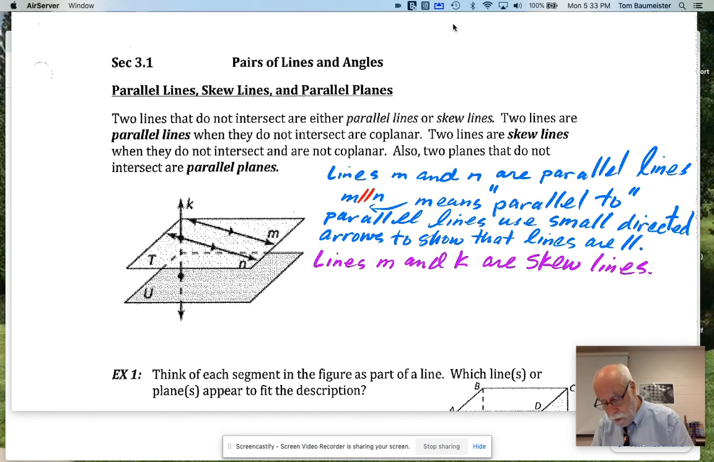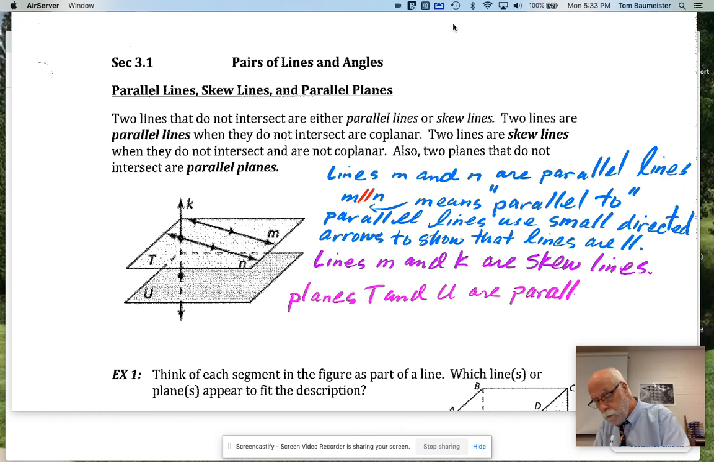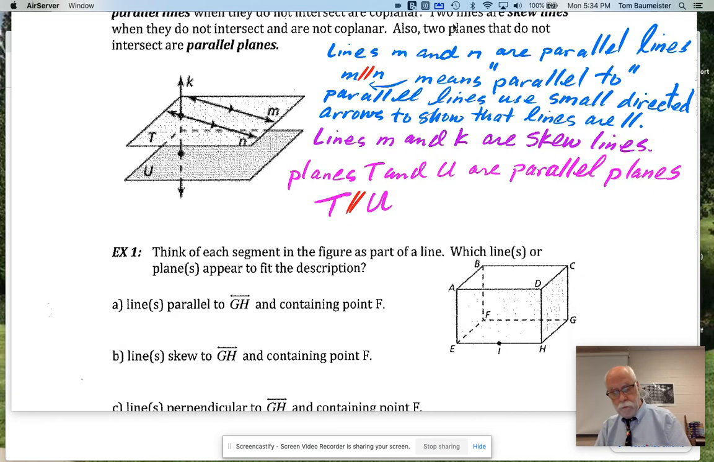And as they're telling us here, we can have parallel lines. We can also have parallel planes that do not intersect. So we can say that planes, now remember, planes are sometimes named with a capital letter. It's usually in the corner, all right? And it's not by a point. So we can say that planes T and U are parallel planes. Again, if we wanted to use our nomenclature there, we could say that T is parallel to U. Okay? All right, example 1.